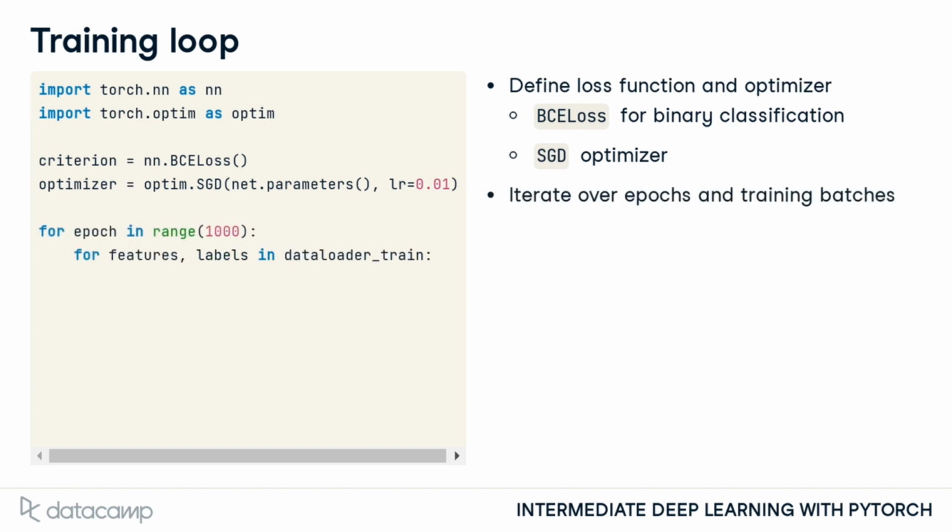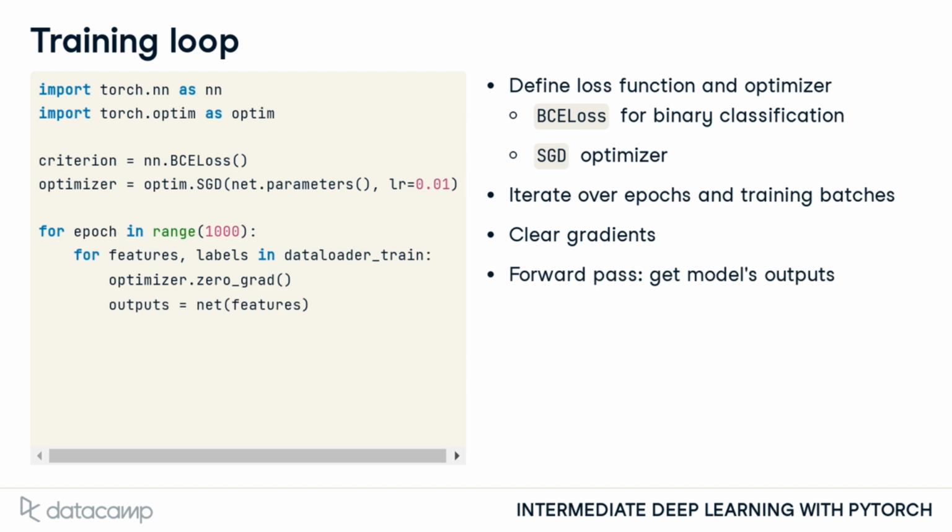We start the loop by iterating over epochs and batches of training data. Next, we clear the gradients to start from 0 for the new batch, followed by a forward pass to get the model's outputs. Then, we compare the model's outputs to the ground truth labels to compute the loss. We reshape the labels with the view method to match the shape of the outputs.